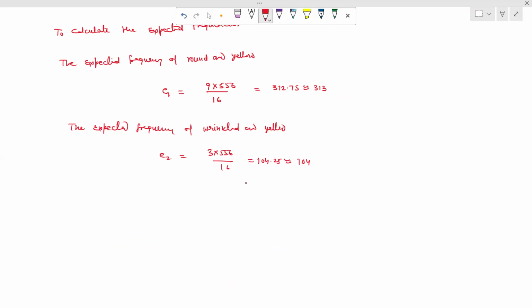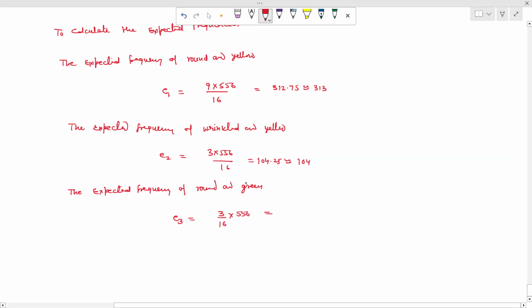Now, third one, we have to calculate the expected frequency of round and green. Round and green, we have to calculate E3. E3 is equal to 556, which is the same, 104.25, which is equal to 104.